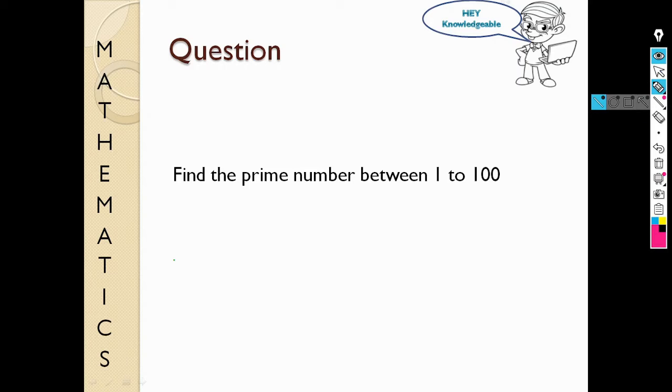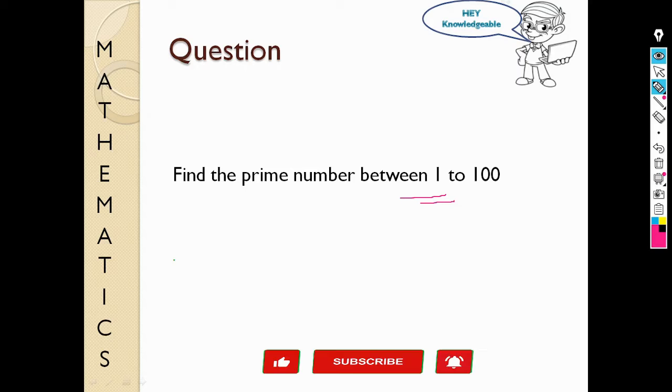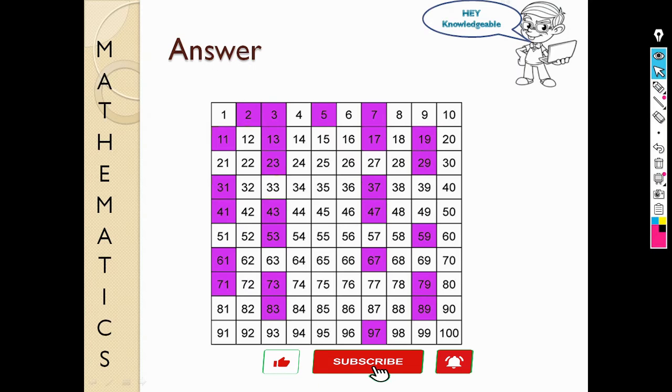So let's see this question. The question says: find the prime numbers between 1 and 100. We will apply the same rule as we have done in the previous slide to get the answer. The answer is given in the next slide. You can do it by yourself and then check the answer in the next slide. So here is the answer. All the numbers which have been marked with purple are prime numbers.